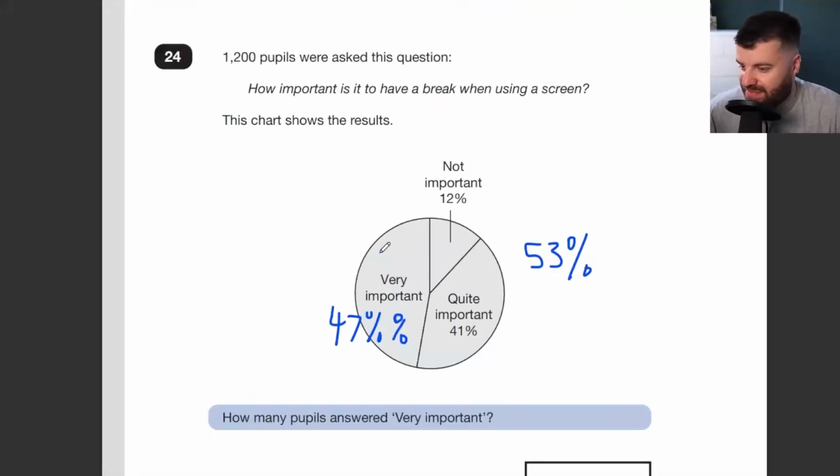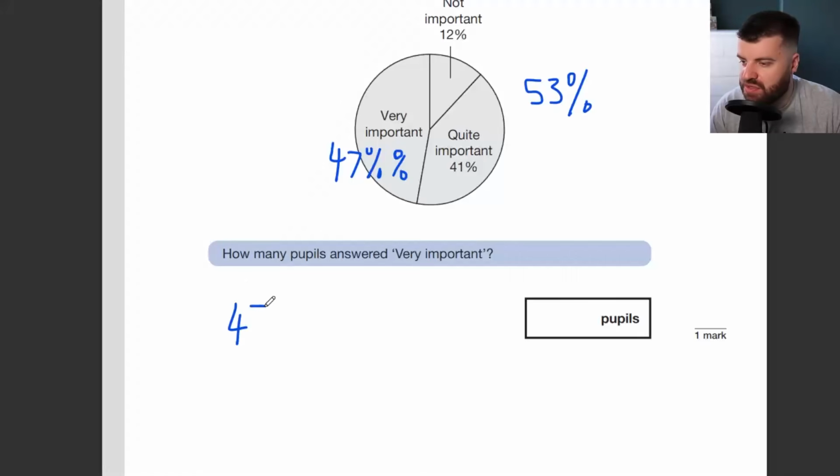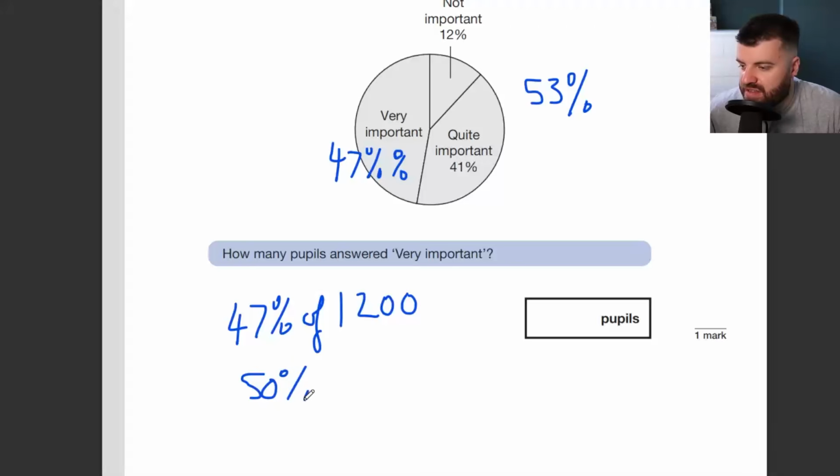Doesn't matter. It doesn't matter at all. So 47%. What it wants you to work out is 47% of 1,200. This is just like an arithmetic question at this point. 47% of 1,200. Let's work out 50%. I like to do shortcuts. 50% equals 600. And then we want to work out 3%.